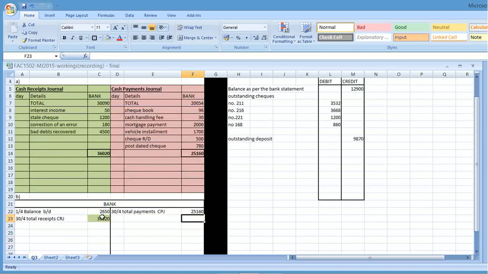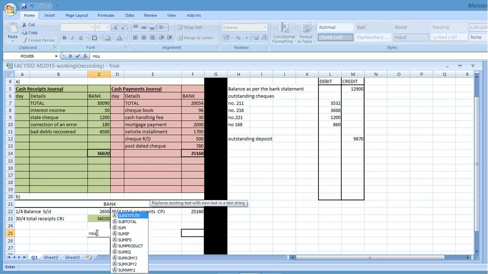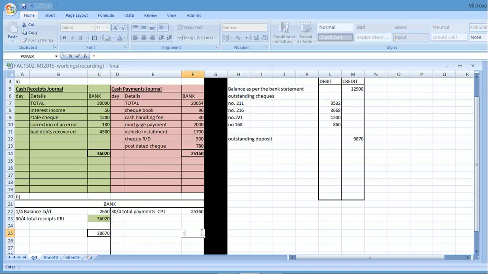So now I can balance this account. Looking at this account, the debit side looks bigger than the credit. If I add up those two amounts, I'm going to get that total. I want the same total on both sides. That's going to give me balance carried down and balance brought down. First of May.